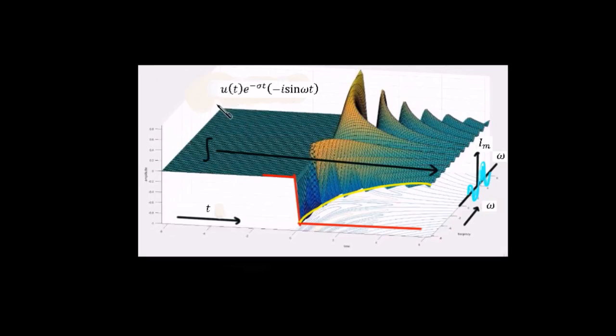And then what we do is we integrate it from 0 to infinity with respect to our time axis. Whenever we integrate it there, we're just looking at the area under this curve at each of the points along the omega axis, and that's going to give us this function here, which will be a purely imaginary function of our variable omega.